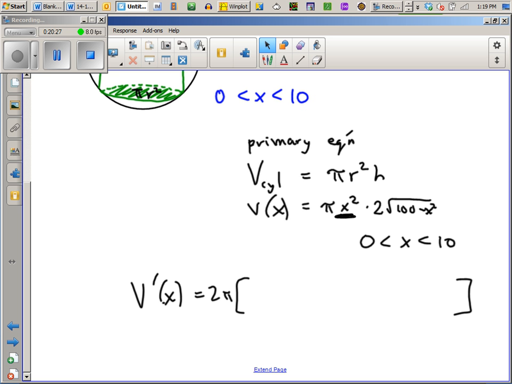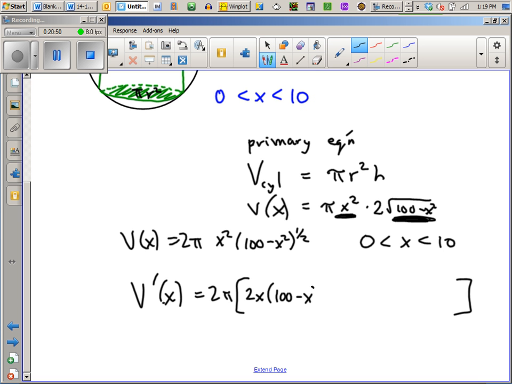So we're dealing with x squared and basically 100 minus x squared to the half. So I'll write the volume function one more time. It's 2 pi, and then we have x squared and 100 minus x squared to the half. And we need the derivative. So it's going to start off with 2x times 100 minus x squared to the half, plus 1/2 times 100 minus x squared to the negative half, times negative 2x for the derivative of the inside, times the first function, x squared.